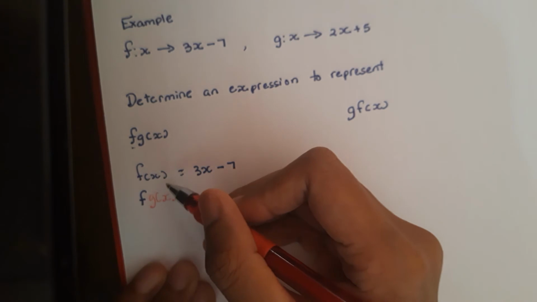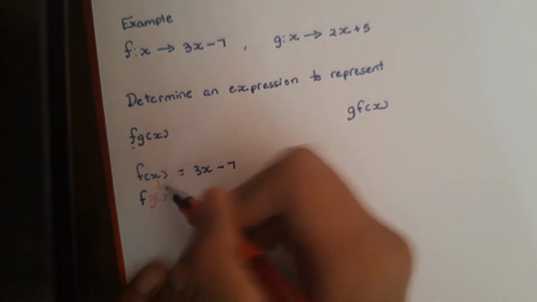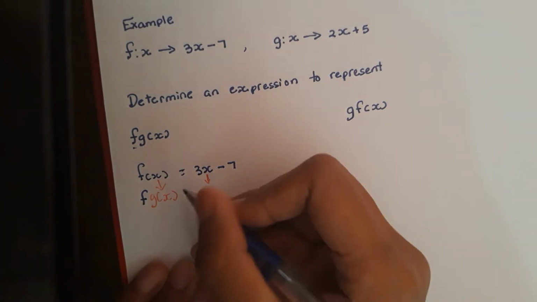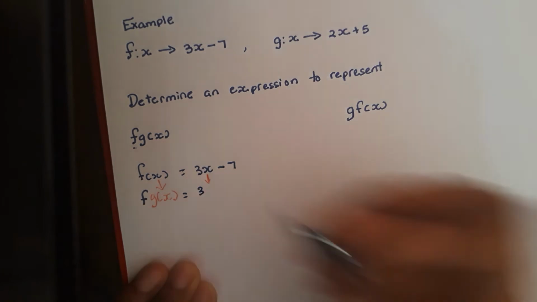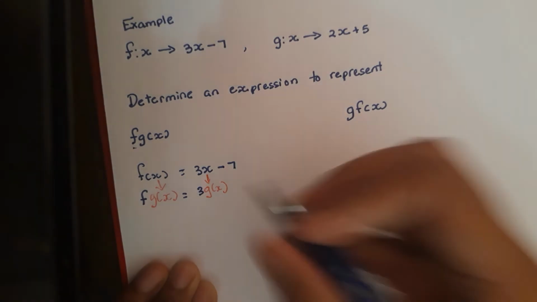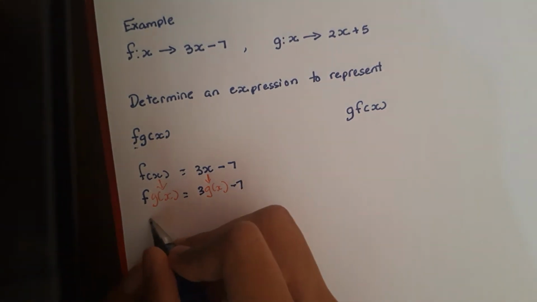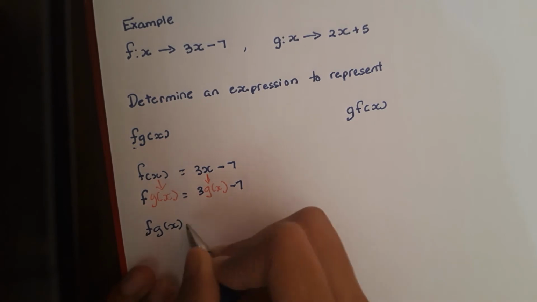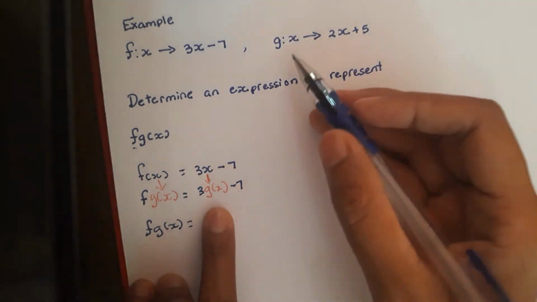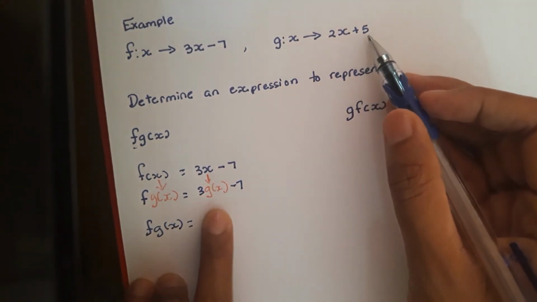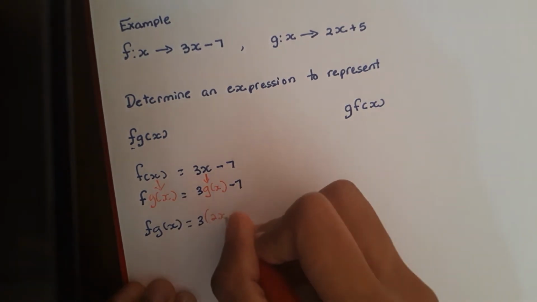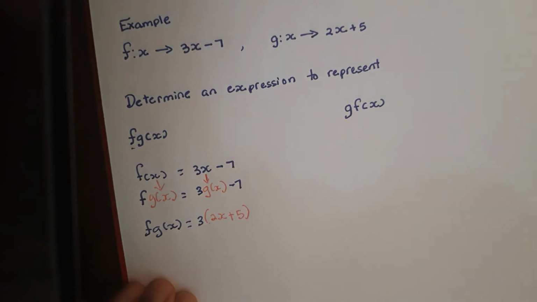So it comes as though the x is being replaced with the g of x function. So everywhere we have x above, we are going to replace it with g of x. So instead of 3x, it becomes 3 by g of x, subtract 7. Now, fg of x is equal to 3 by the entire expression which represents g of x. And g of x is represented by 2x plus 5. So that's 3 all multiplied by 2x plus 5, then subtract 7.